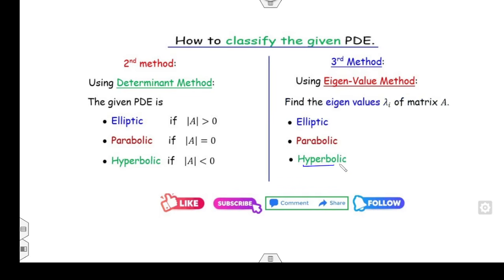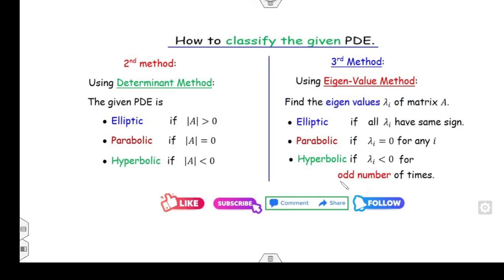And hyperbolic whenever an odd number of the eigenvalues are negative. Remember students, elliptic means all the eigenvalues must have the same sign. Either they can be greater than 0 or less than 0. However, in the hyperbolic case, it must be an odd number of times negative, like -1, 2 and 3. You can see that one negative is an odd number. But if you say -1, -2 and -3, again you can see this is an odd number.